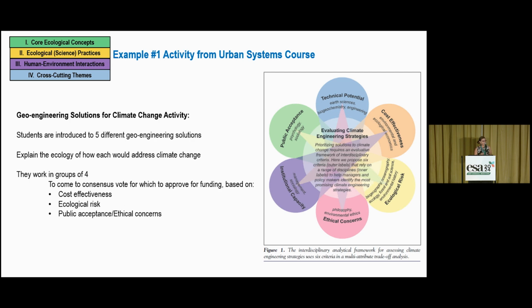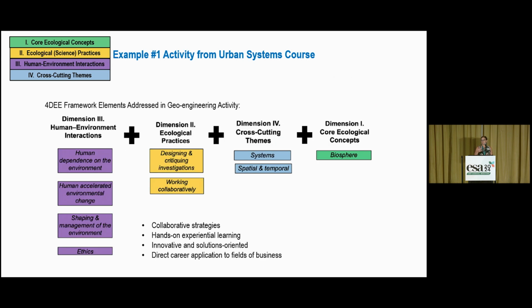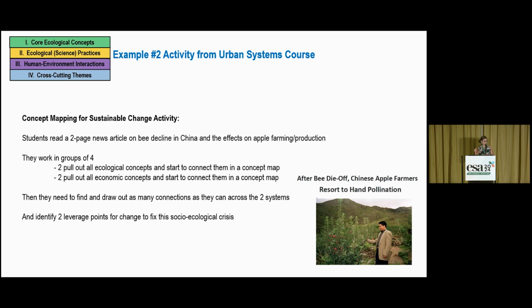This is one example I have for you on teaching climate change through the lens of geoengineering, which my students are always really interested in. We have students split up and focus on creating a systems map just on the ecology and then just on the social aspects, and then they have to find the connections in between. We center the HEI and, like Sarah mentioned, look at the ecological practices.